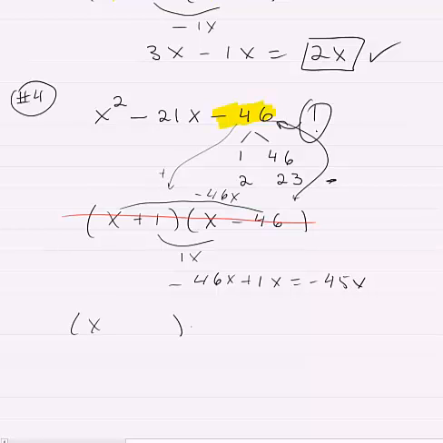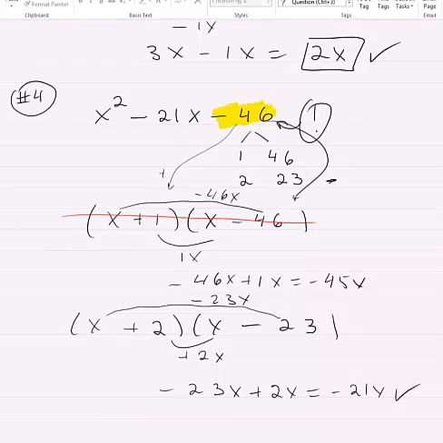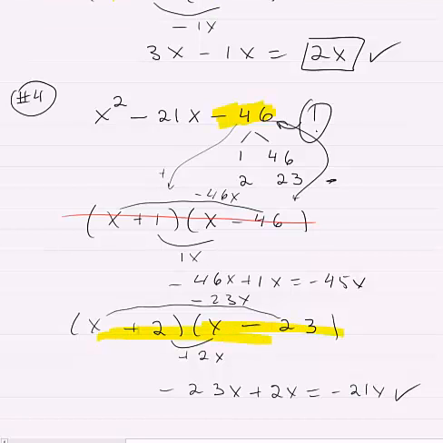So you got an x and an x, and now you can try plus 2 and minus 23. Again, for now I'm doing it randomly, and then you check the outer term is minus 23x, the inner term you got plus 2x, and now if you put them together, minus 23x plus 2x gives you minus 21x, and that's exactly what you need. And therefore, this right here, let me highlight it for you, this is your answer.